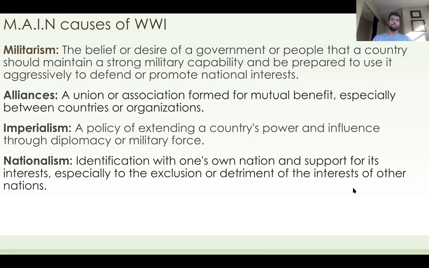There's also imperialism. This is a policy of extending a country's power and influence through diplomacy or military force. In world history, you might remember that a lot of the European countries had territories around the world. Imperialism is all about saying you're the best, you have the most territory, but there are also a lot of economic reasons for it: taking advantage of people from around the world, instituting things like slavery to benefit you and your country, taking advantage of people who are not as well prepared to defend themselves. And that's what imperialism is all about.